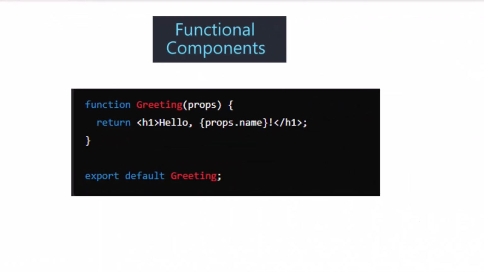So let's just talk about functional components in React. Functional components are like functions in JavaScript. We define them with the function keyword followed by the name of the function, and the components can take a props object as an argument, and it returns HTML-like React elements, which is called JSX.